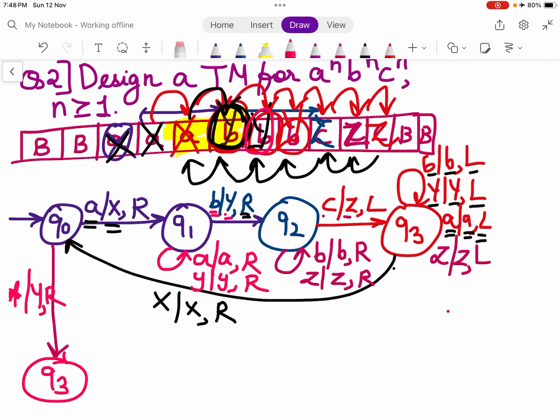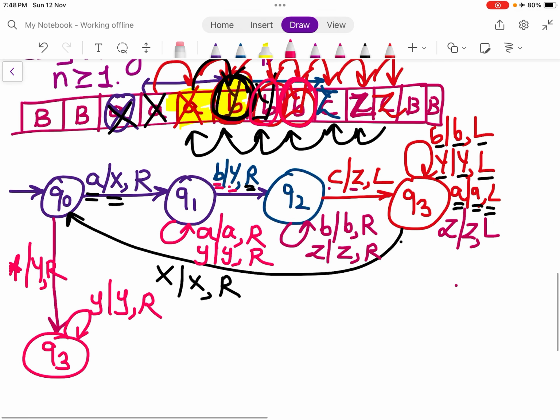Again I see a Y, so again this Y will be kept as it is and I will move in the right direction. Again I see a Y, again this Y will be kept as it is, I will move in the right direction. Then I see a Z, so again this Z will be kept as it is, so there will be a self loop on Q3. Z will be as it is, moving in the right direction. Again this Z will be kept as it is, move in the right direction. This Z will be kept as it is, move in the right direction.